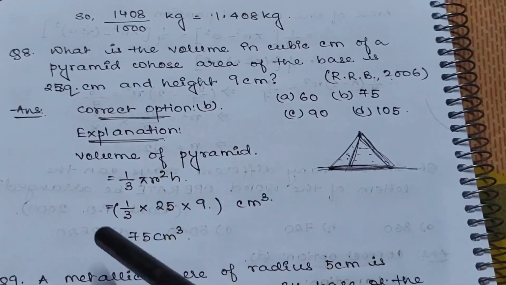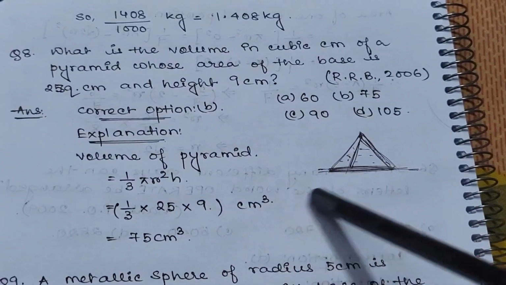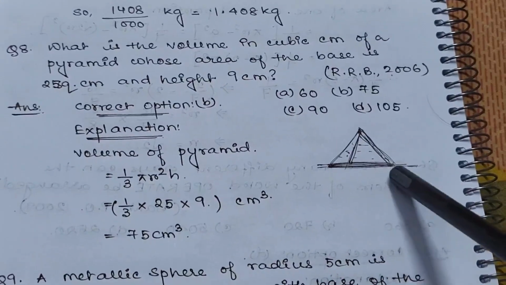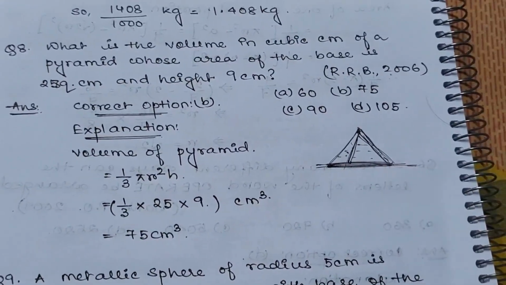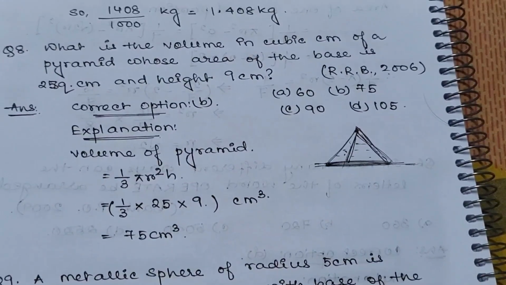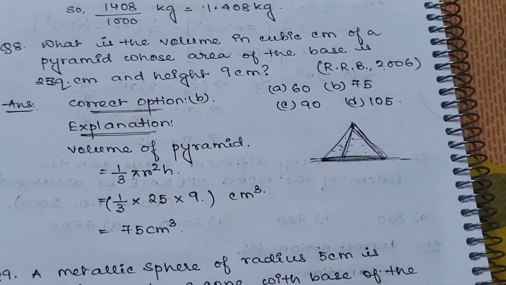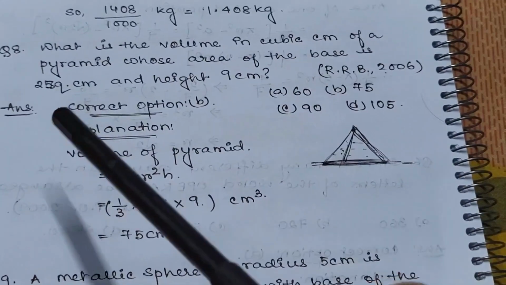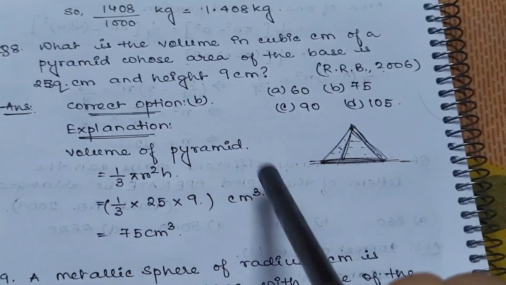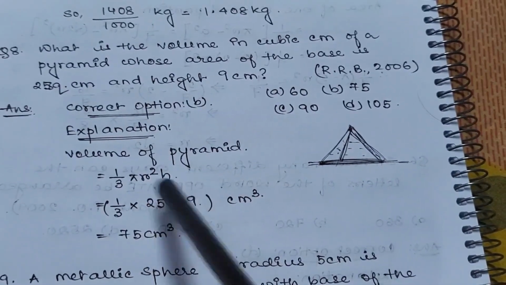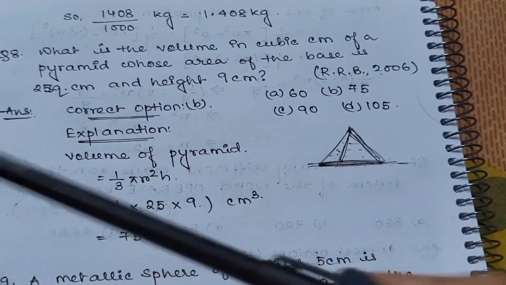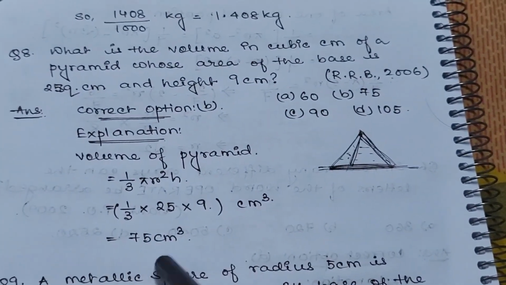Now explanation. A pyramid is somewhat of the form of a cone. So this is a cone and the base is a circle. So the area of the base is pi r square, because the area of a circle is pi r square. So given that the area of the base, pi r square, is 25. So volume of the pyramid is 1/3 pi r square h. Now this pi r square is 25 and h is 9 and 1/3 is 1/3. Now on simplification it gives 75 centimeter cube.